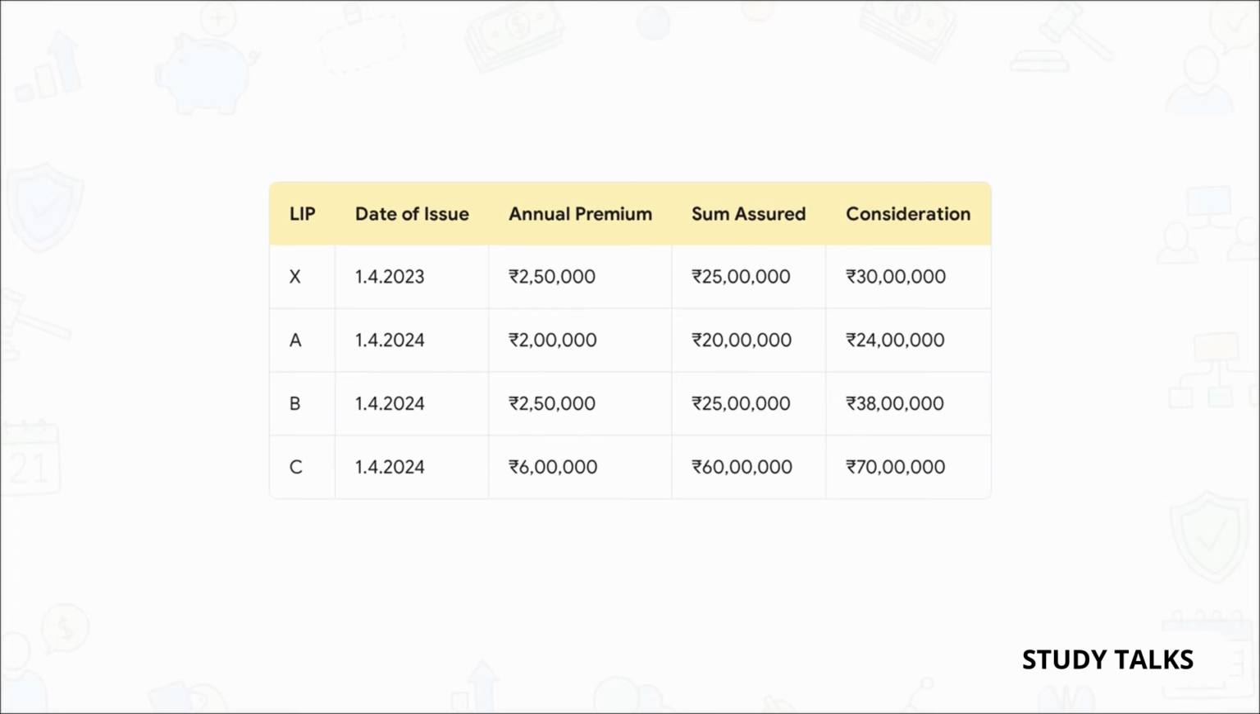You've got 4 different life insurance policies: X, A, B, and C. Now pay close attention to those dates of issue and, more importantly, the annual premiums. But here's the little note at the bottom that changes everything. The assessee has already claimed an exemption for policy X in the previous financial year. Tuck that little detail away. It's going to be important.